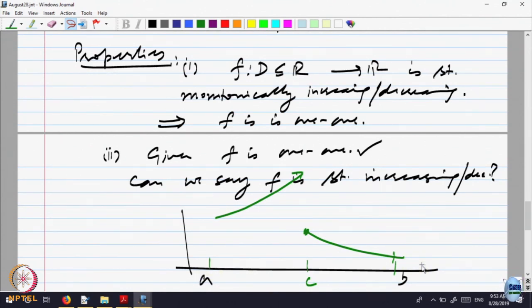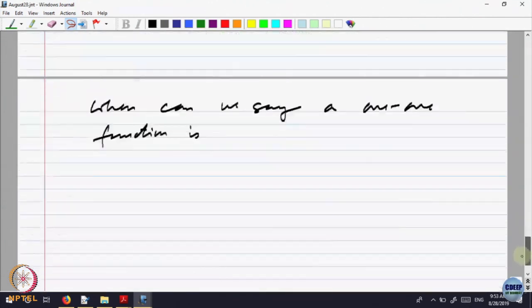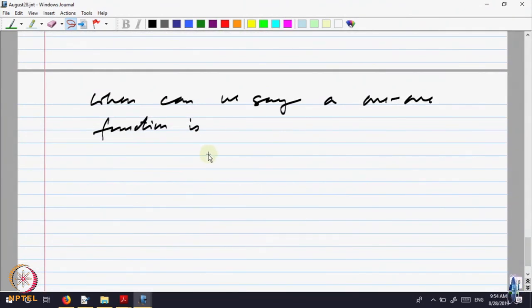Why is it happening? Because there is a break in the graph of the function. So, probably it is true that if the function is continuous and 1-1, then it should be monotone. So, let us write that as a theorem. What can you say if a function is 1-1 and continuous? Let us try to analyze a theorem.